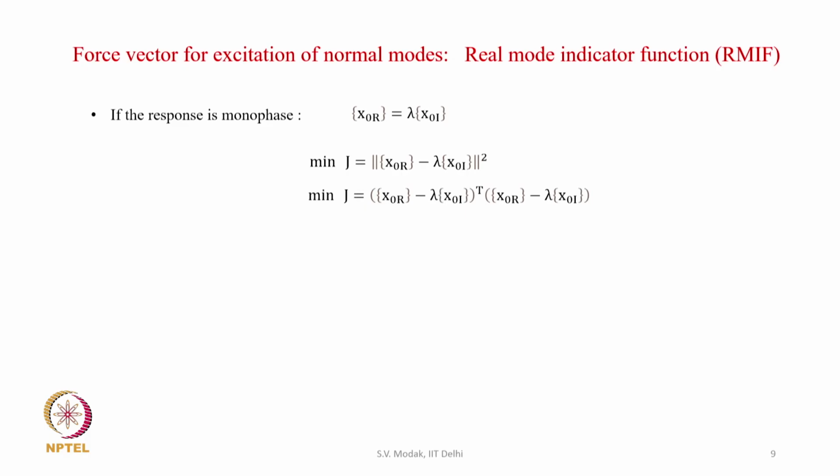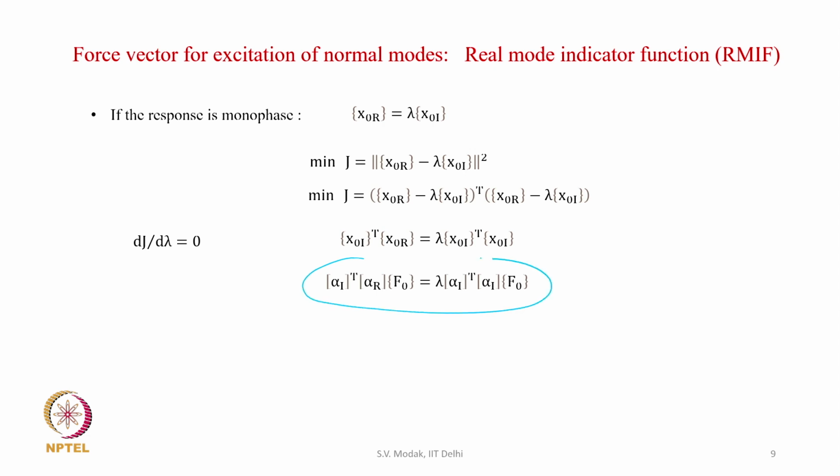So this J can be written using transpose notation like this: (XOR minus lambda XOI) transpose into (XOR minus lambda XOI). And now the condition for minimum of J is that the first derivative of J with respect to lambda should be 0. So this is the result of application of this condition, and now we know that the XOR and XOI can be written in terms of the real and imaginary part of the FRF matrix. So we can substitute those relations here, and if we simplify we get this equation.